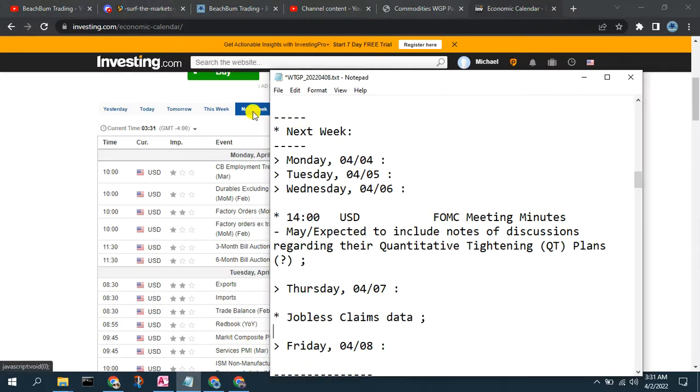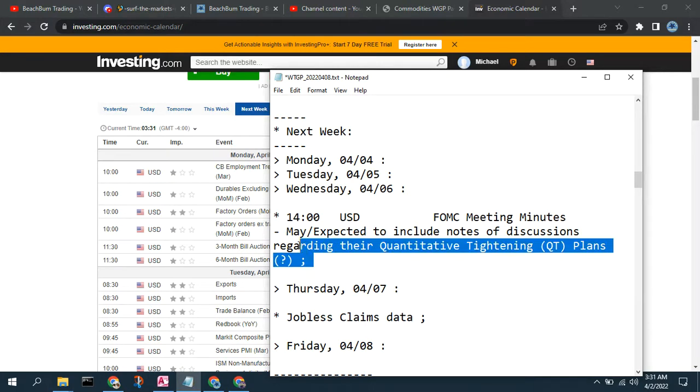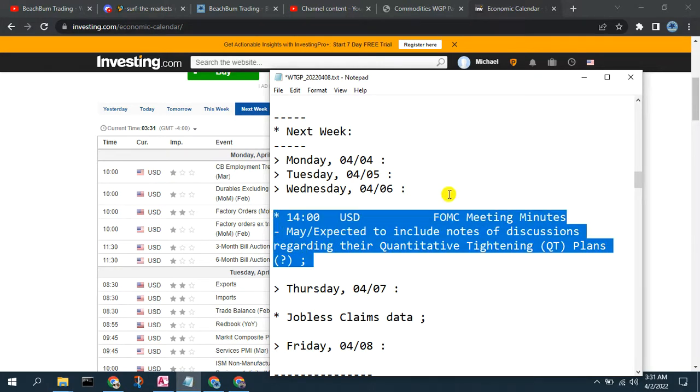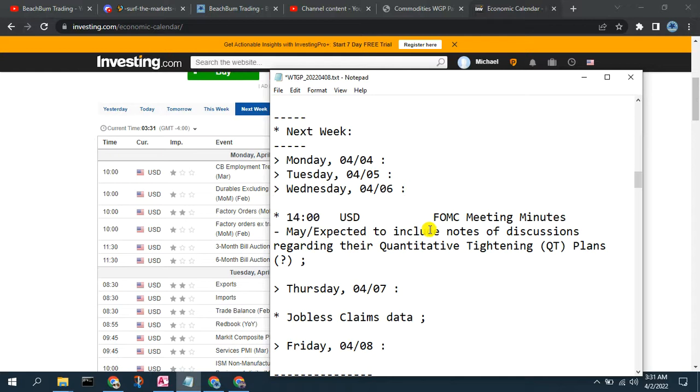Okay, if we very quickly flip over to the economic data calendar for next week, the 4th through the 8th, we can see the highlights. It's a pretty typical week of economic data. The highlights being that on Wednesday, the FOMC meeting notes are coming out, and I heard that they're expected to include discussions of the FOMC's plans for quantitative tightening. This may cause some volatility.